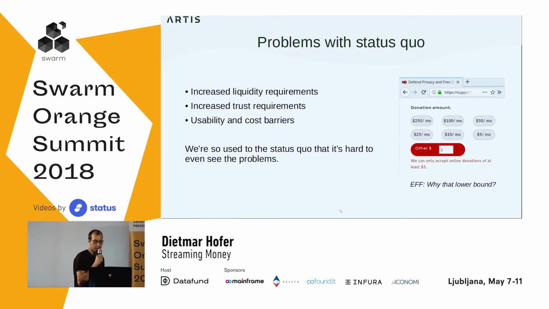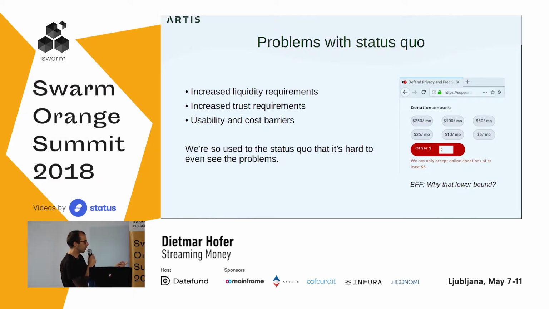The problems with the status quo, in my opinion: if we emulate continuous payments with recurring payments, that increases the liquidity requirements. If you look at payment channel solutions, for example, you always need some kind of upfront deposit. You have increased trust requirements because if the payment is not continuous, then either the paying party or the receiving party needs to trust upfront. And you have usability and cost barriers.